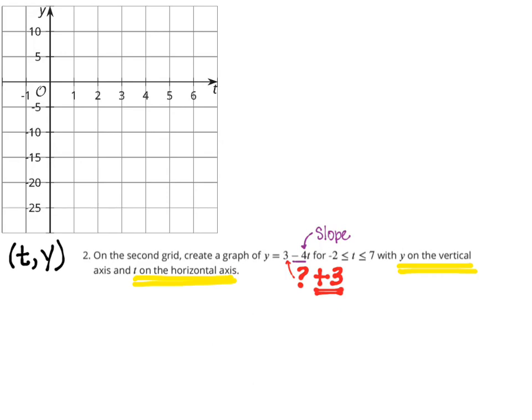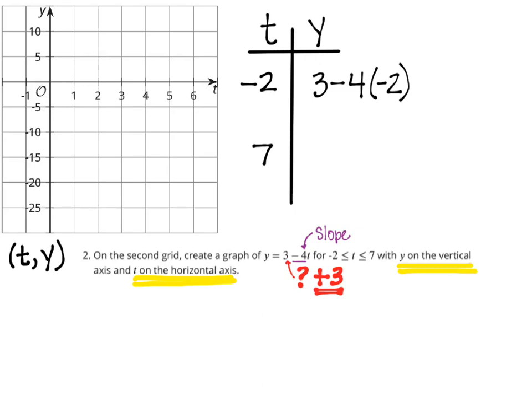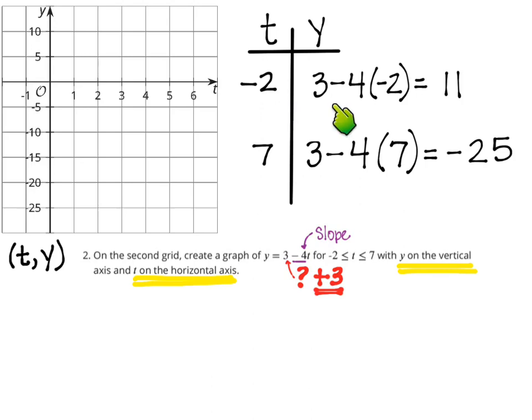It's a positive 3. To do this problem, let's do a t-table again, and we're going to input negative 2 and positive 7. We're going to use this equation, 3 minus 4t. So we do 3 minus 4 times negative 2, and we get an output of 11. We have an input of 7. When we evaluate that, we get negative 25, which means we have 2 points to put on this graph paper. We have negative 2, 11, and we have 7, negative 25. And when you graph those 2 points and then connect them, you get this line.